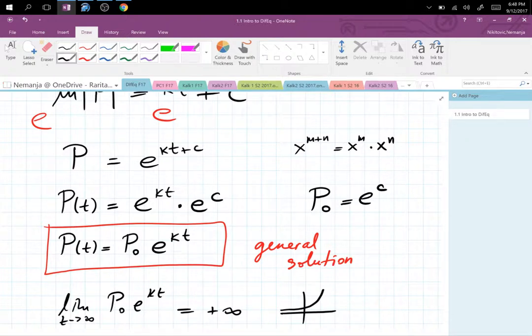So that's it. Now you can translate this to bacteria. You can translate this to people, and so on. The most important part here for me is this limit at the bottom, because the limit shows that if you are to wait infinitely long, the population goes to infinity, which we know would not happen.